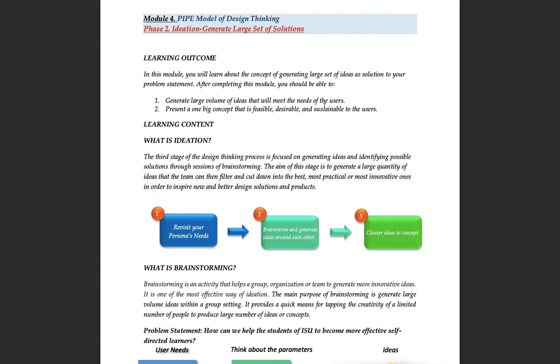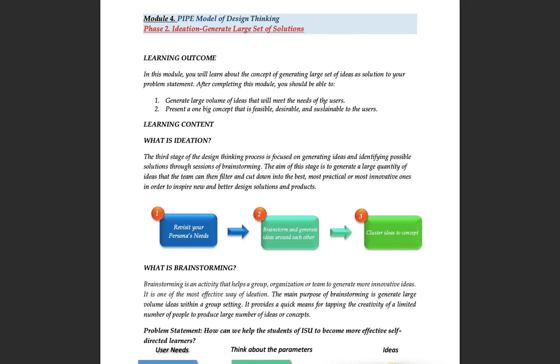Remember, these three important terms, feasibility, desirability, and sustainability, were discussed to you during the prelim period. Okay, so now, what is ideation?